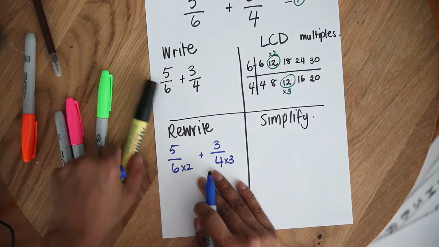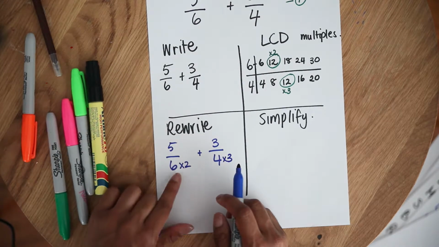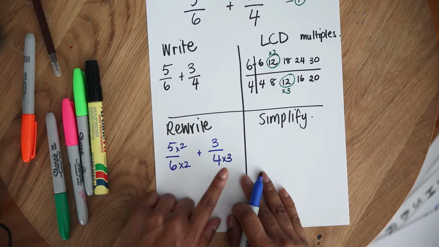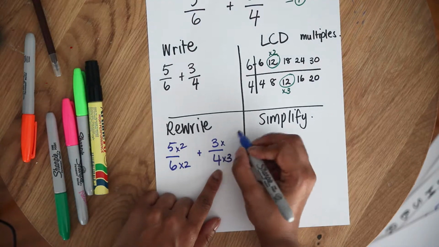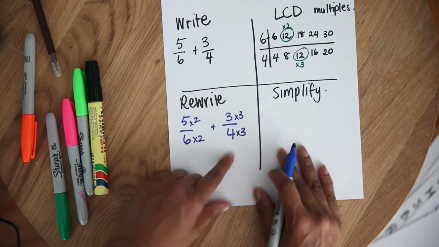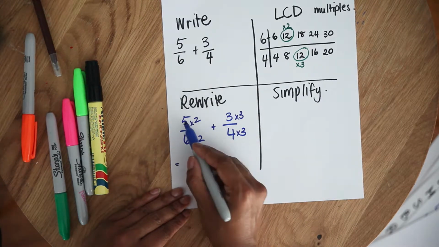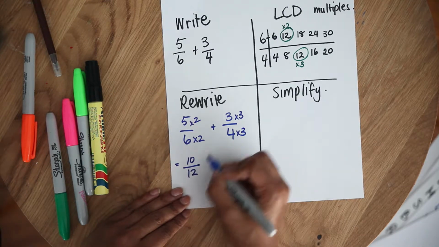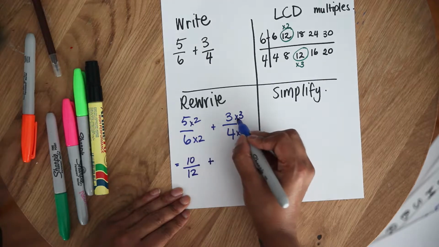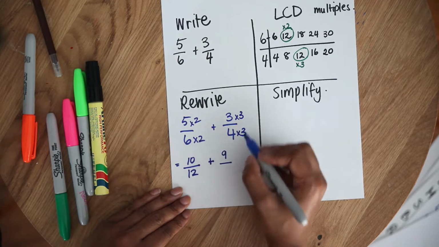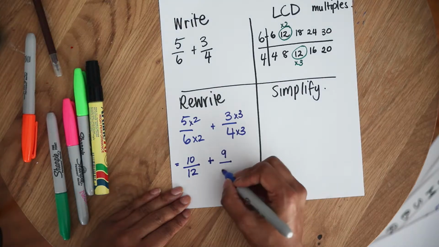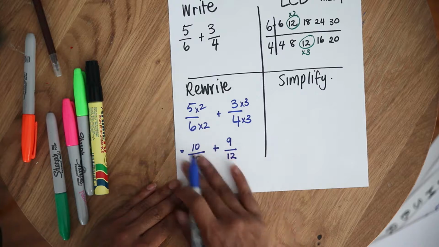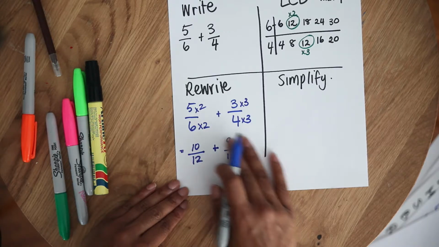Now the rule with fractions is whatever you do on the bottom, you've got to do to the top. So we multiplied by 2 on the bottom, we multiply the top by 2. We multiplied by 3 on the bottom, we multiply the 3 on top. Now, I'm going to rewrite this. 5 times 2 is 10, 6 times 2 is 12, now it's plus, 3 times 3 is 9, and 4 times 3 is 12. Now, if you're able to only get to this point, brilliant, that's another mark here.